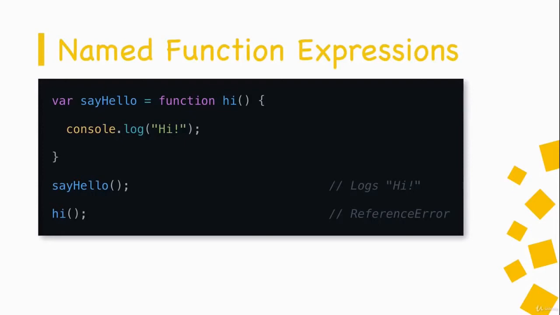Just because the function has a name in its declaration, such as function hi(), doesn't mean that you can call it by that name. That name won't work. So what's the use of naming functions in function expressions? Well, sometimes naming functions makes it a bit easier to debug code and trace down where an error came from. But other than that, this is still a function expression, and the name of the function is sayHello. That's what you should be calling it with.